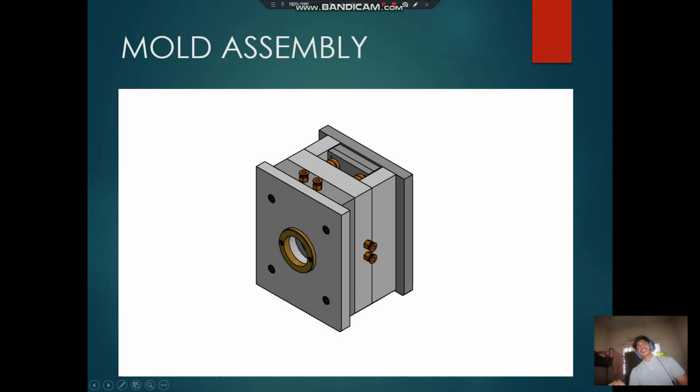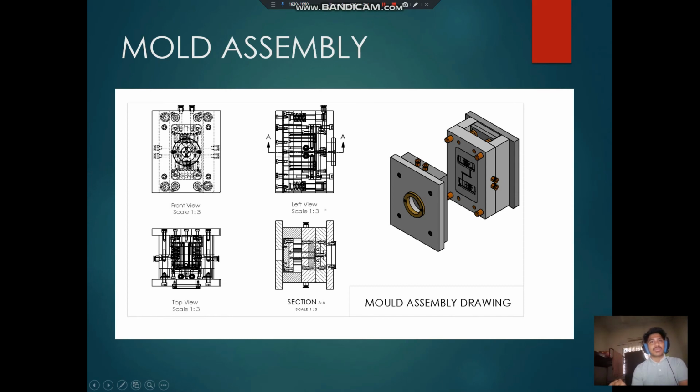Next. This is the mold assembly for this project. This is a mold assembly drawing. In this mold assembly drawing there is left view, front view, top view, and section A. In this mold base there are many components for the mold, such as the injector pin, cavity plate, core plate, locating ring, sprue bushing, injector pin, spring, injector plate, and so on.